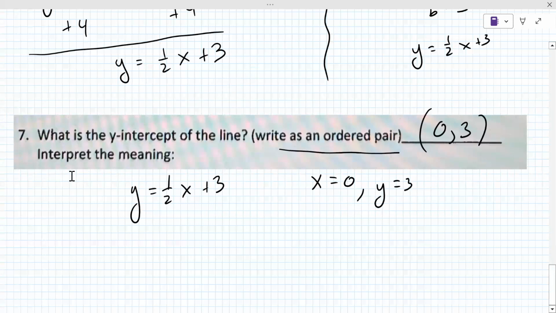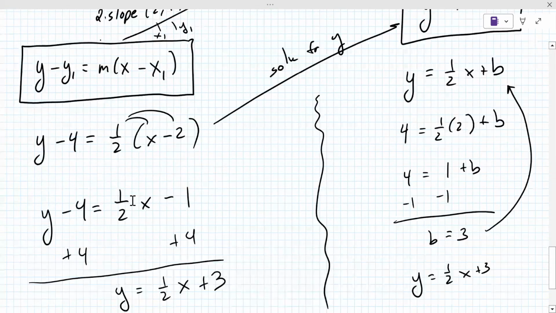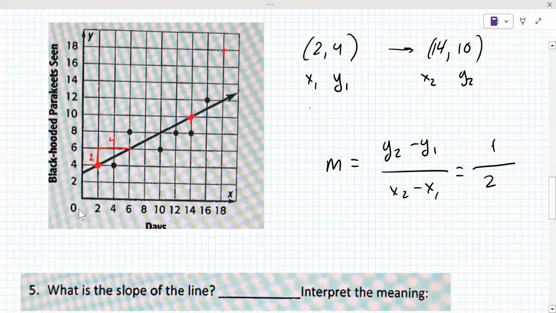All right, now interpret the meaning is going back to the graph and being like, well, what does that even mean on day 0? So day 0, I guess, is like the moment you get there, you immediately see three birds.